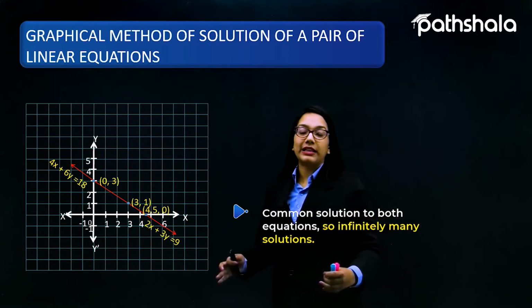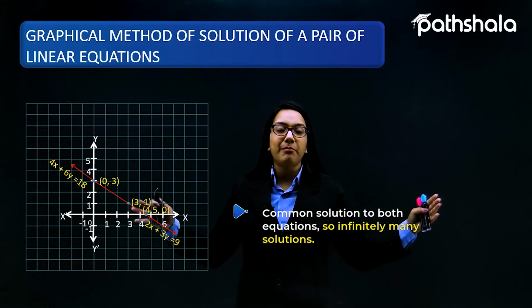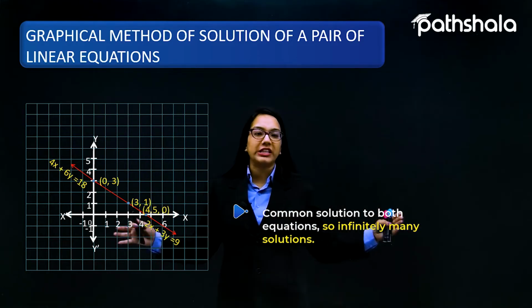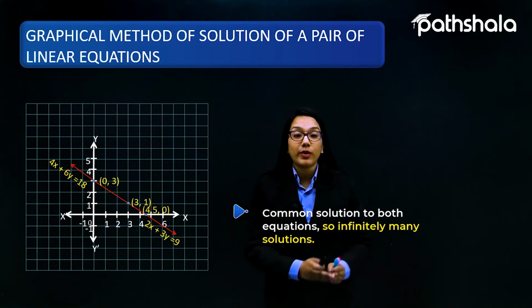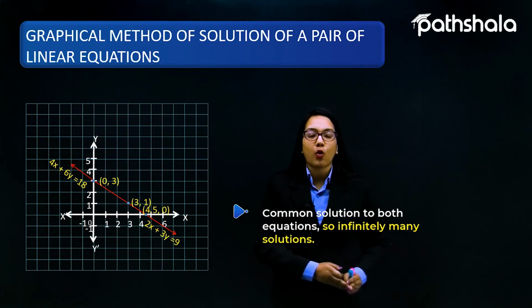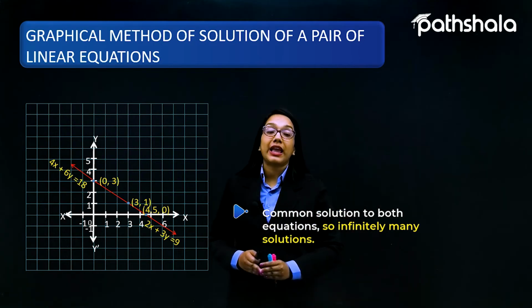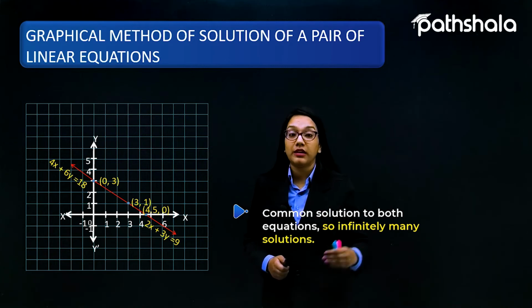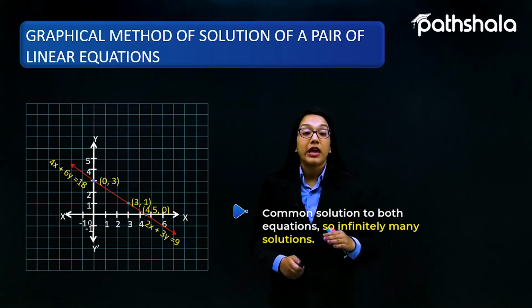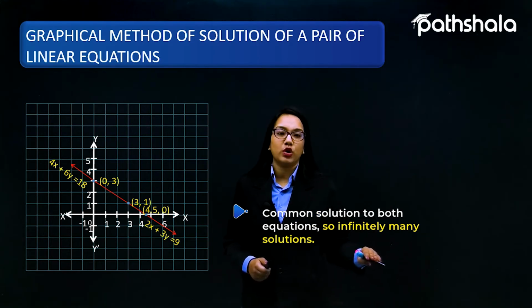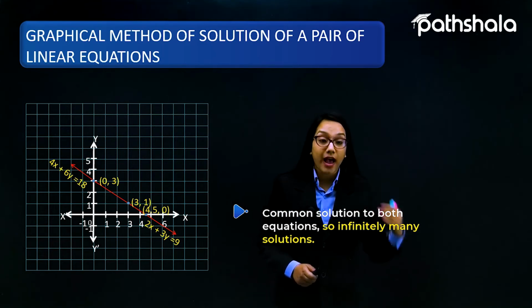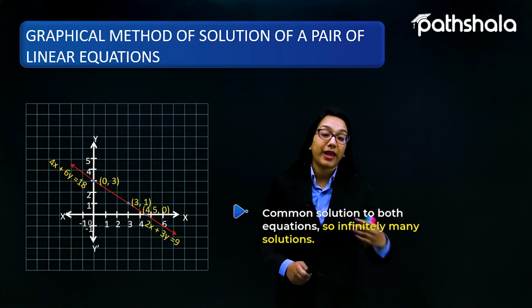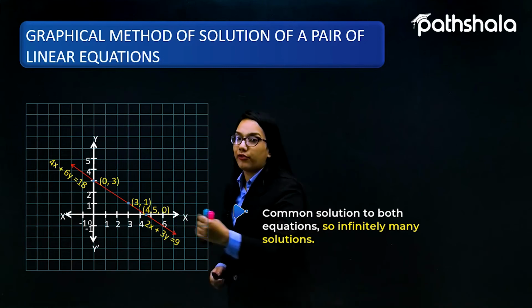We can say that they have infinitely many solutions because both of these lines are coincident to each other, meaning lying on each other. So always remember, whenever the two lines are coincident in nature, they have infinitely many solutions. This is the nature of the solution when the graph of the pair of linear equations is of this form.